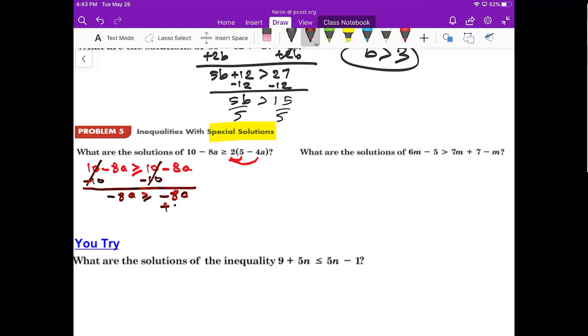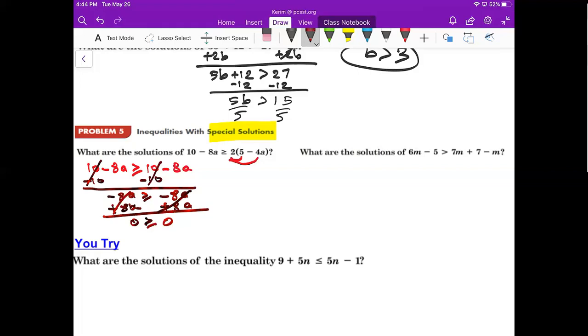When I add 8a to both sides, I'm going to get 0. So 0 is greater than or equal to 0. There is no variable; all the variables are gone. I don't have a term anymore. So what I have is a true statement. It says 0 is greater than or equal to 0. It's a true statement, something right, okay? If you have a true statement like this, that means all numbers satisfy this inequality.